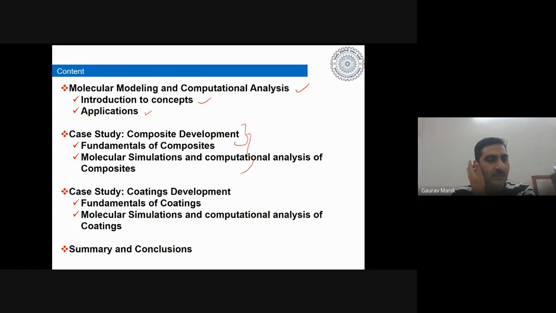And after that, we're going to talk about development of coatings as an example. So the second case study would be focused on coatings. These are primarily self-clean coatings, and we'll talk about some fundamentals of such coatings, and then also switch over to how you can use these computational and molecular modeling tools to analyze the coatings, and how they can be useful to assist in the development of coatings. And then finally, we'll summarize and conclude.